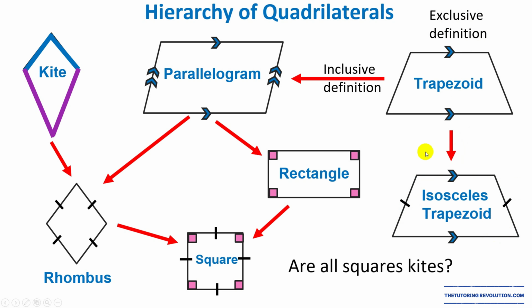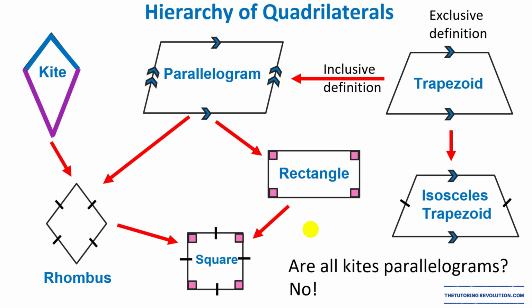So they can ask you questions like this. Are all squares kites? Well, let's see. Let's follow the arrows. We know that all squares are rhombuses and all rhombuses are kites. So yes, all squares are kites. Are all kites parallelograms? No. No, because only one kite, the rhombus, is a parallelogram. All other kites will not be parallelograms. So every time they ask you questions, you can use this diagram as a reference to answer them.